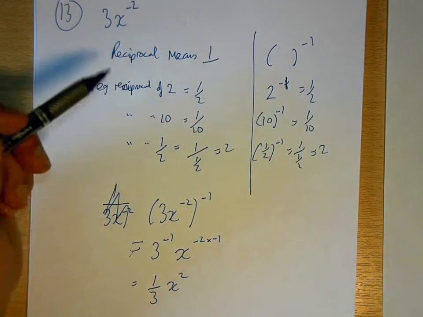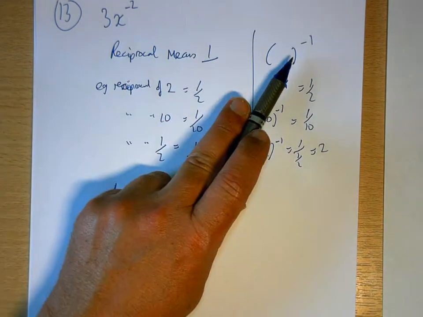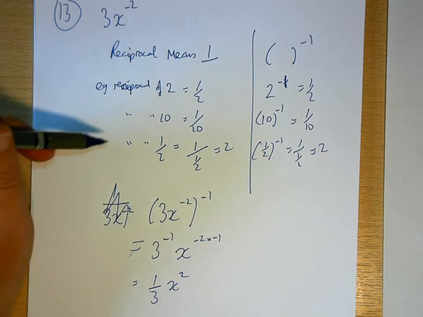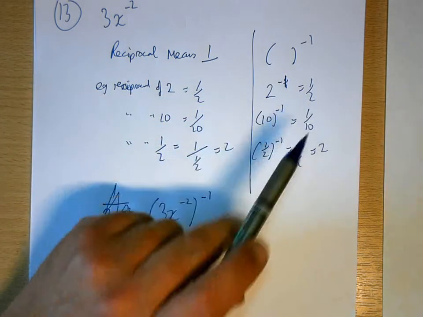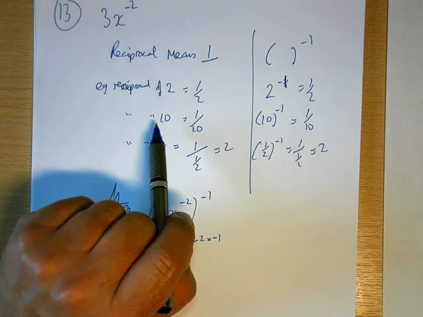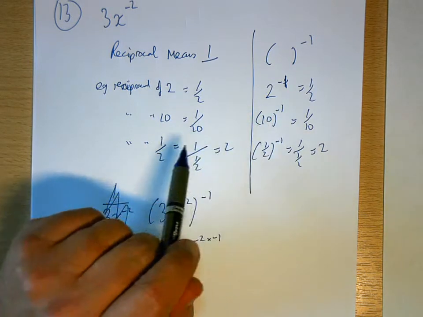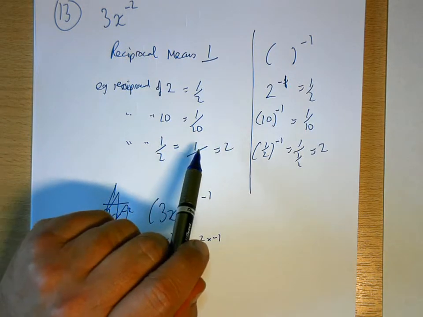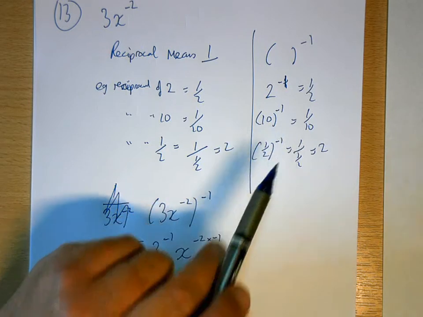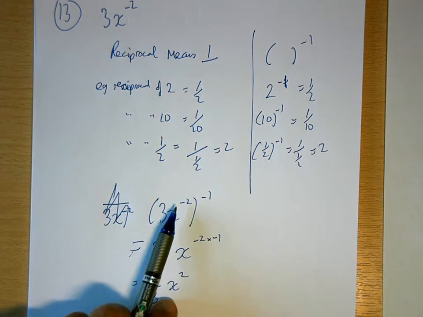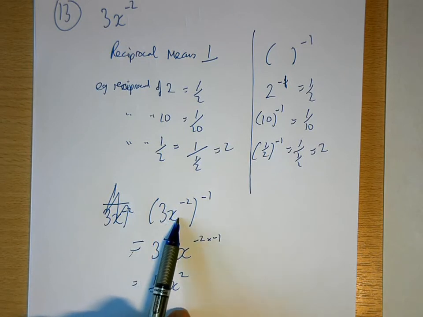Okay, so quickly go through that. Reciprocal means 1 over, or to the power of minus 1. So the reciprocal of 2 would be 1 over 2, a half, or 2 to the power of minus 1, which is a half. If I was doing the reciprocal of 10, it would be 1 over 10, but I could also write it as 10 to the minus 1. Reciprocal of a half, 1 over a half, which is 2. Or I could write it as half to the minus 1. So to write down the reciprocal of 3x to the minus 2, it would be 3x to the minus 2 all to the power of minus 1.